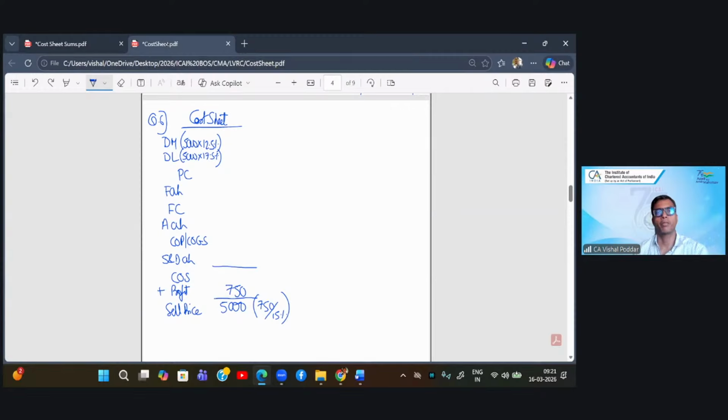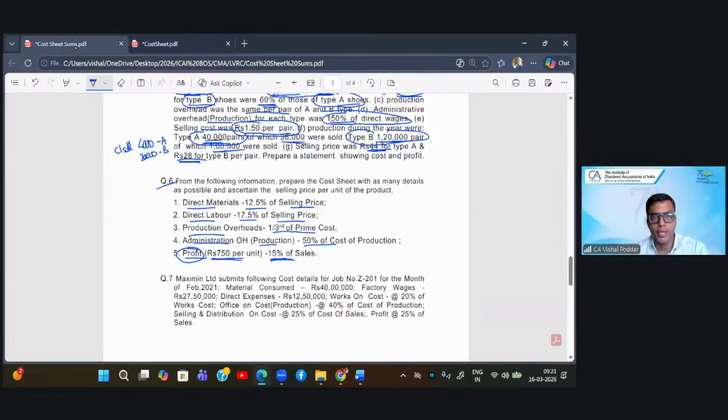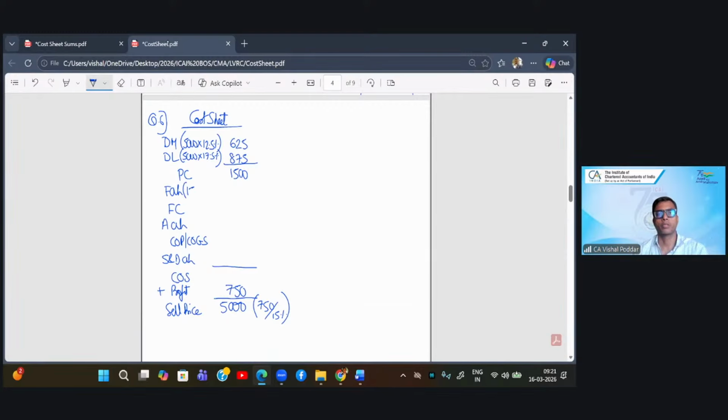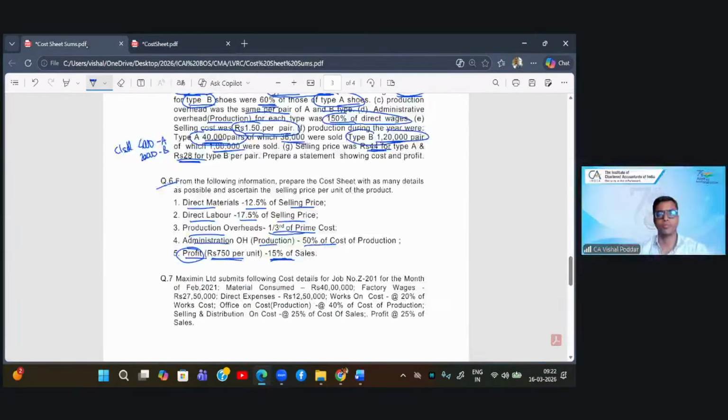So is it 625? Correct? So it is 625 and 875. Yes, correct. Now, how much is my factory overheads? It is one-third of prime cost. So it is 1500 upon 3. So factory cost is 2000. Then it is administration overheads, which is 50% of cost of production.